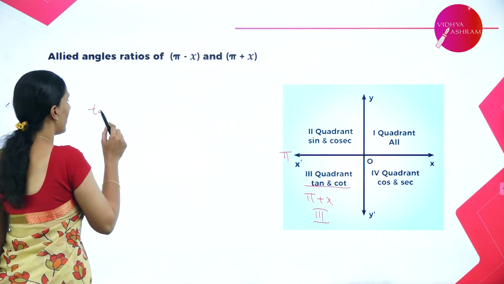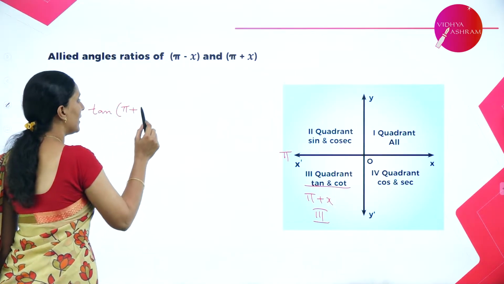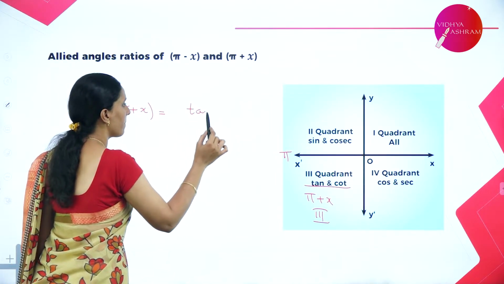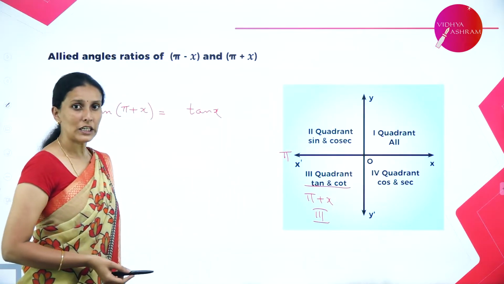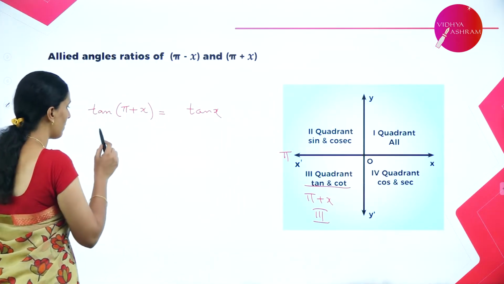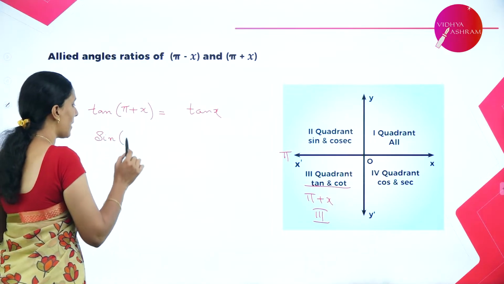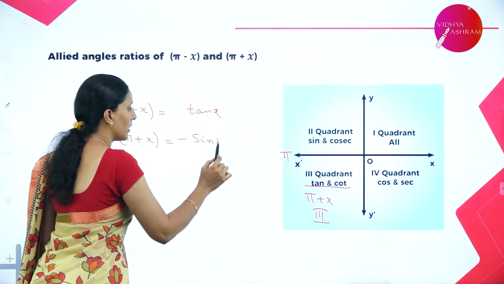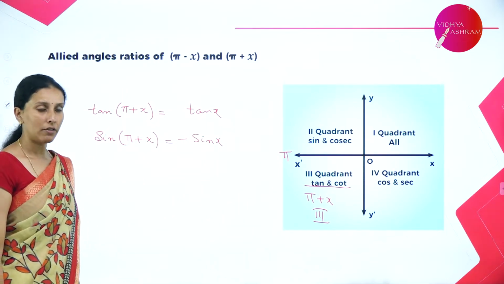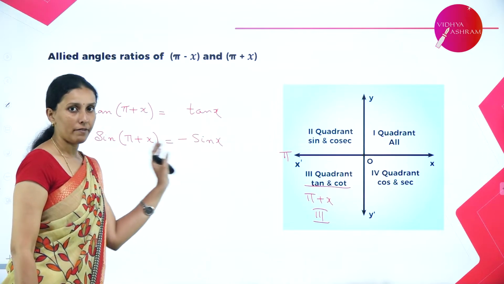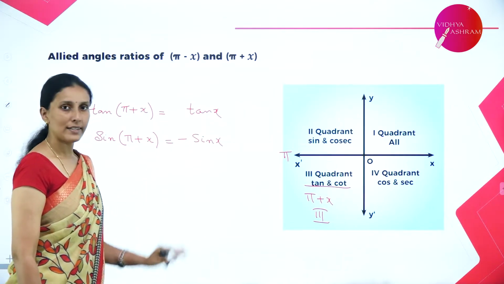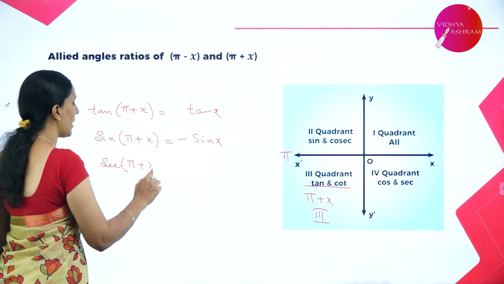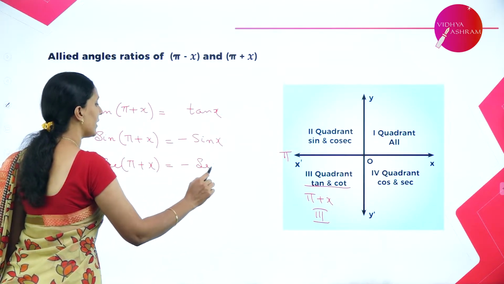So if I write tan of pi plus x, tan of 180 plus any angle, then it is the same as tan, and tan is positive in the third quadrant, so therefore the function remains the same here also. But when I write sin of pi plus x, it is equal to minus sin x, because sin is negative in the third quadrant and the function remains the same, but only the sign changes. When I say secant of pi plus x, then it is minus secant x.